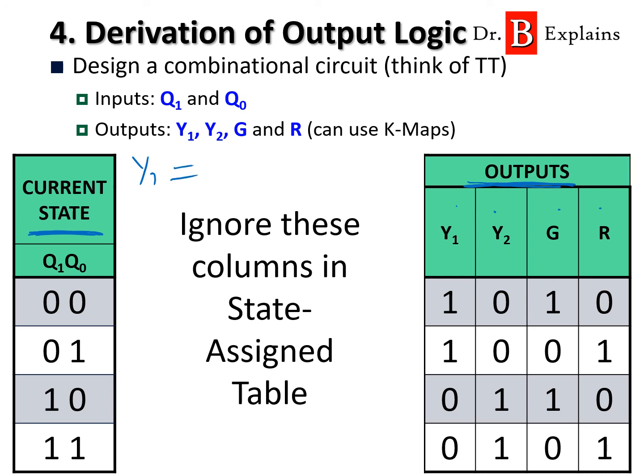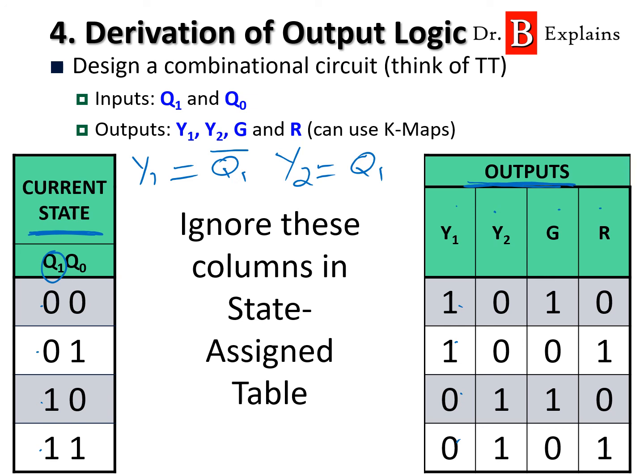So in the case of y1, what is y1? Can you see that it is following Q1? So I have 0, 0, 0, 0, 1, 1. This one I have 1, 1, 0, 0. So it's actually opposite. So Q1 not. What about the y2? Y2 is following Q1.